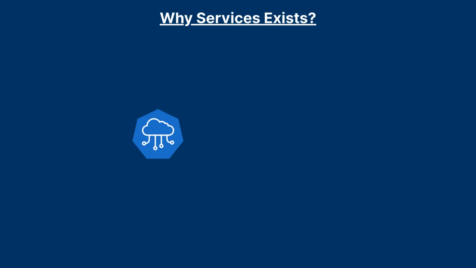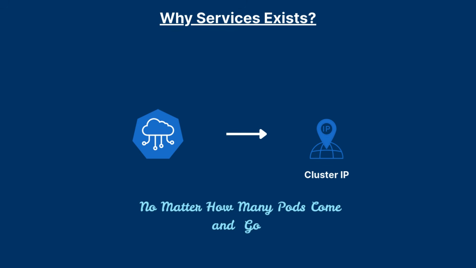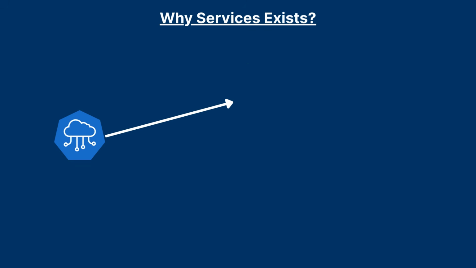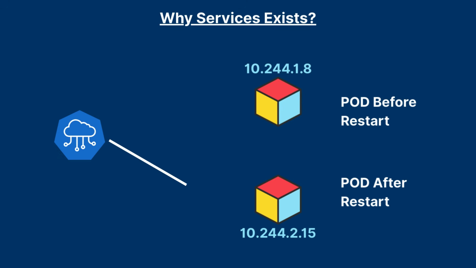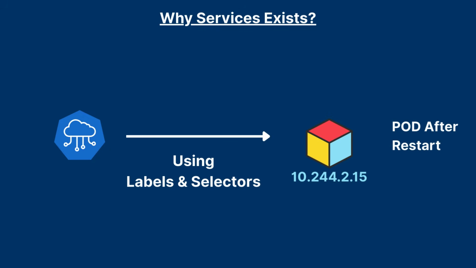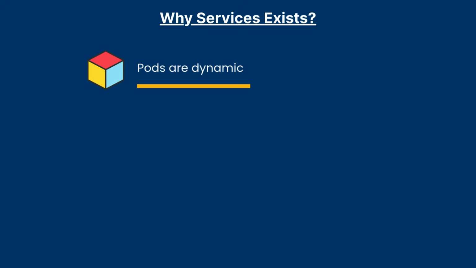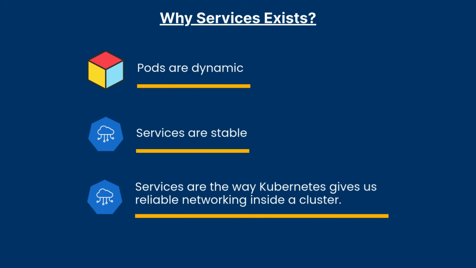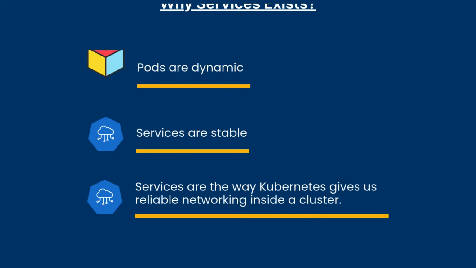That's where a service comes in. A service provides a stable virtual IP, we also call it a cluster IP, while the service exists, no matter how many pods come and go. The service automatically keeps track of the pods behind it using labels and selectors. So traffic always gets routed to the healthy pods. So in short, pods are dynamic, services are stable. Services are the way Kubernetes gives us reliable networking inside a cluster.